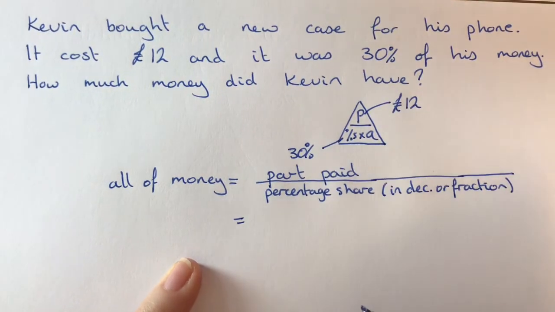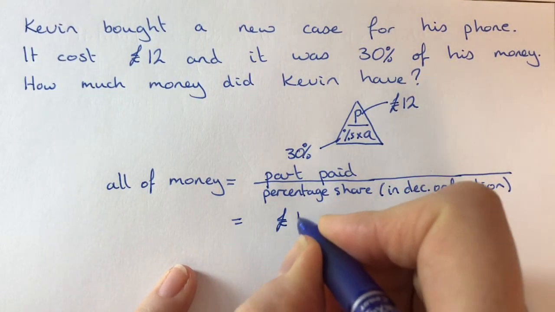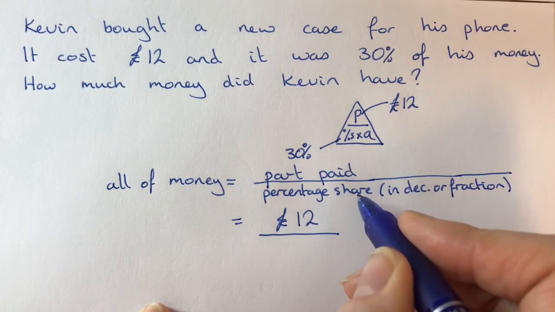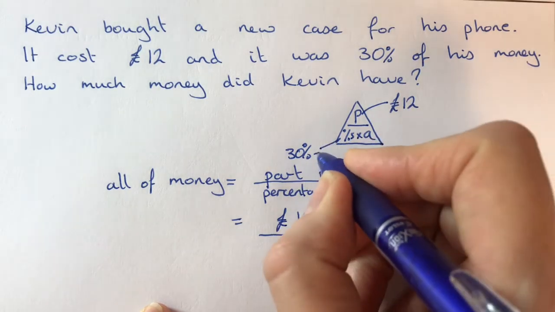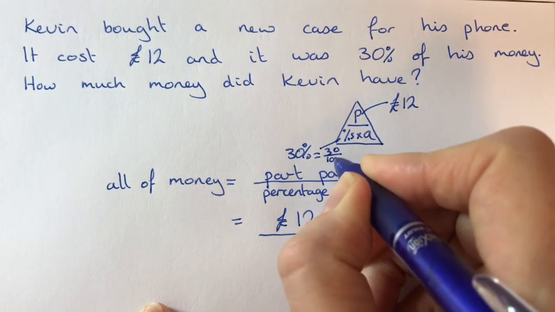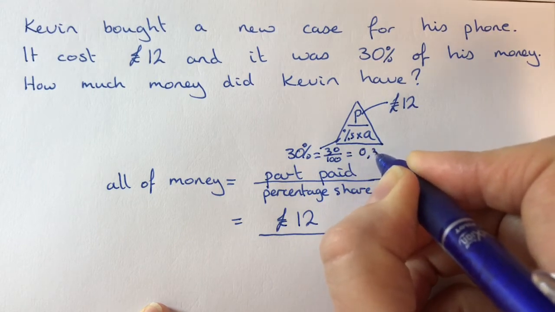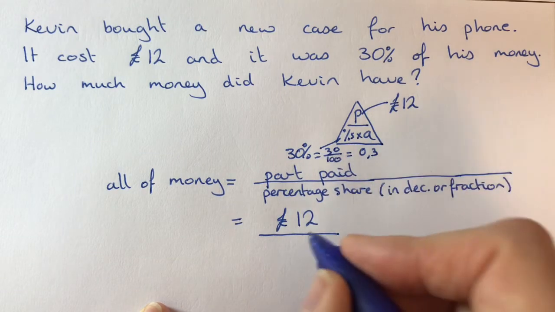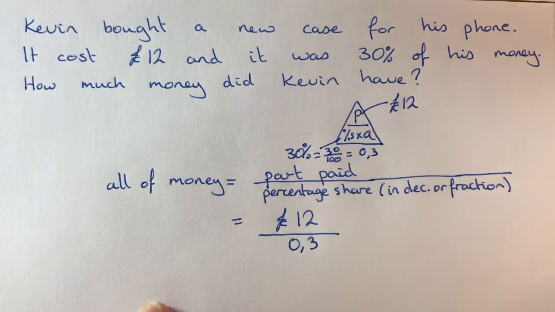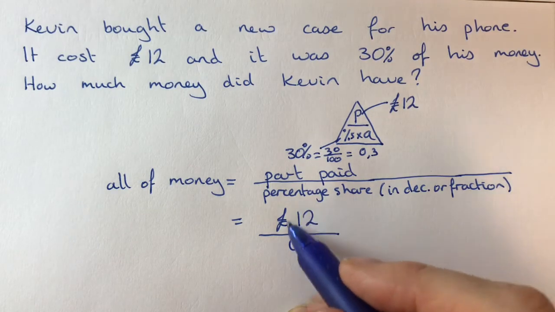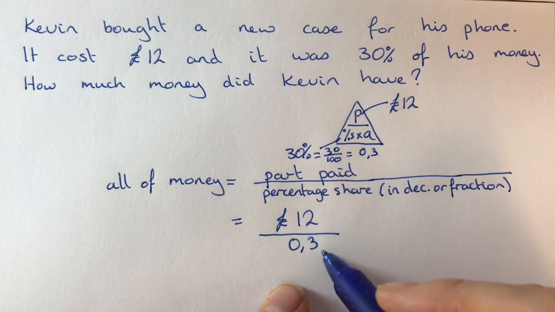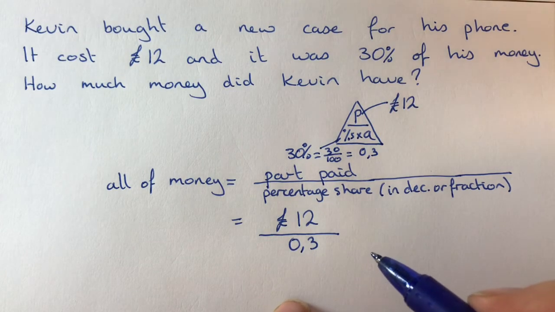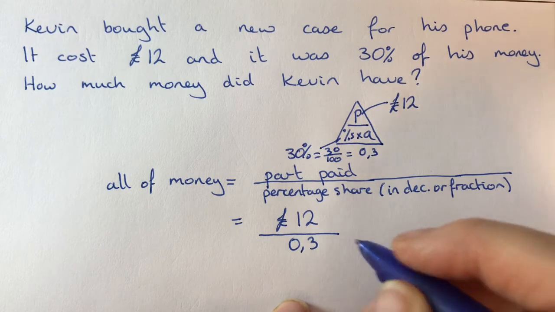We know that he paid £12 and that was 30 100ths, which is the same as 0.3. Two zeros, move the decimal point 2 places back, 1, 2, we get 0.3. We now have a decimal number in our denominator. You can never divide with a decimal number if you don't have a calculator, and we don't need a calculator for this question. So what can we do?